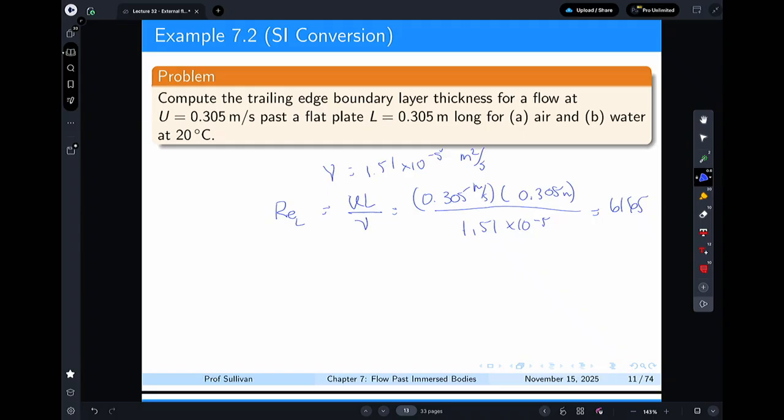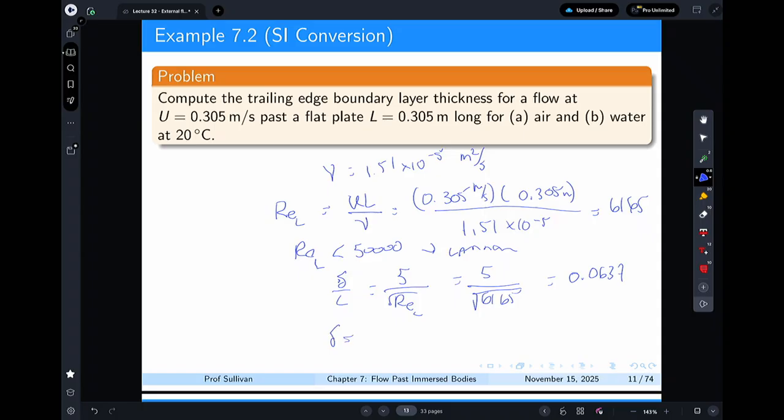So in this case, the Reynolds number ends up being 6,100, 6,200. And this is less than 50,000. So laminar. And so delta over L, you have the exact solution, is going to be 5 over the square root of Re, 0.0637.